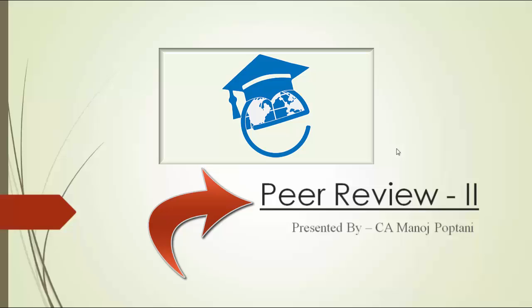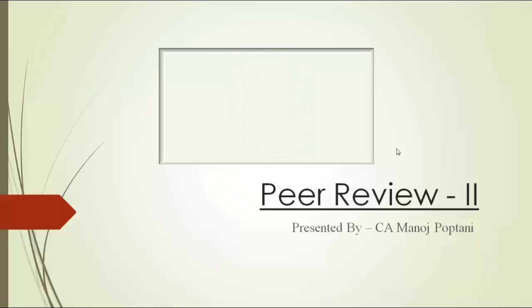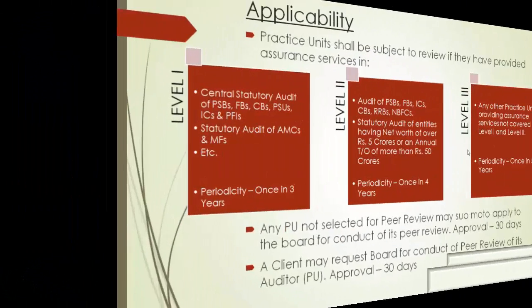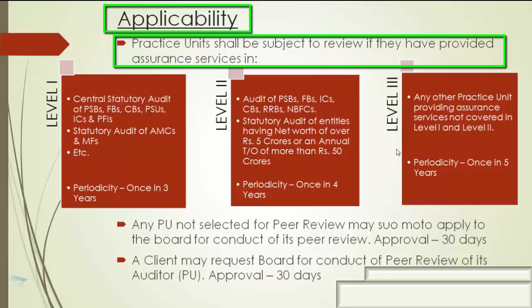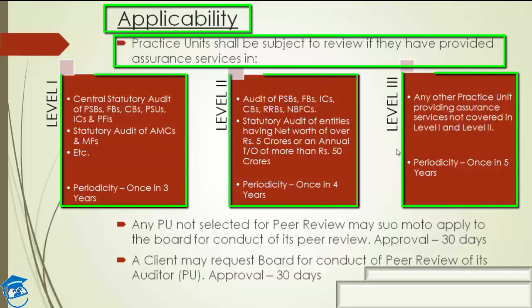Fasten up your seatbelts, we are about to take off with the first topic of the day, and that will be applicability. Now, I must tell you something relating to the applicability. Practice units, that is the members of the institute who have been working in practice, maybe individually or with any of the firms of chartered accountants, the persons who will be under the review, are being termed as the practice units. They shall be subject to review if they have provided the assurance services, that means the audit services, in any of these three different levels.